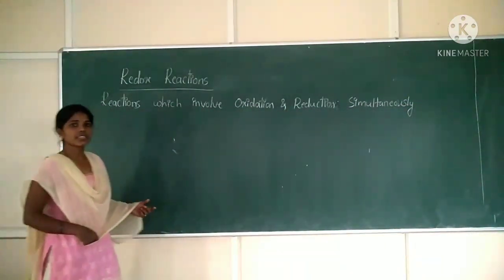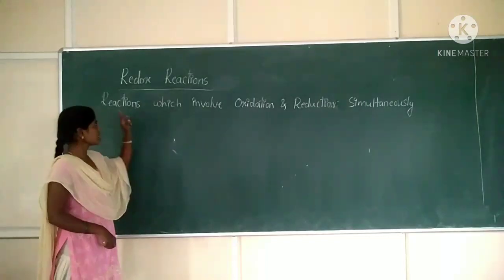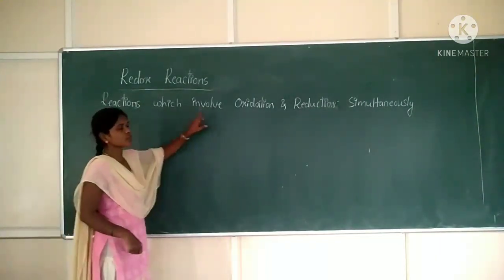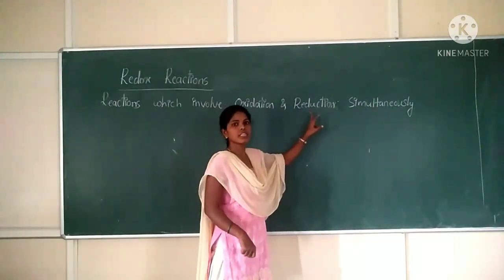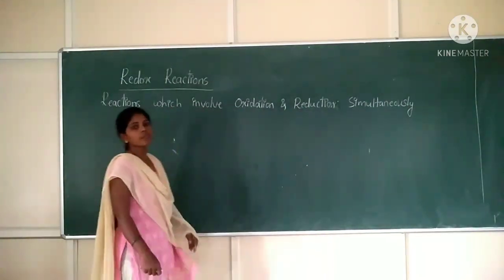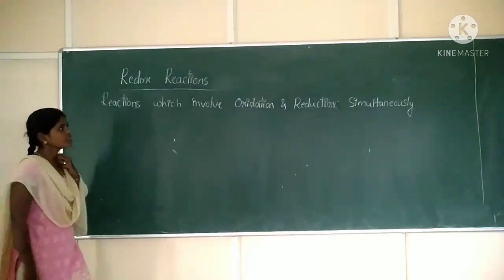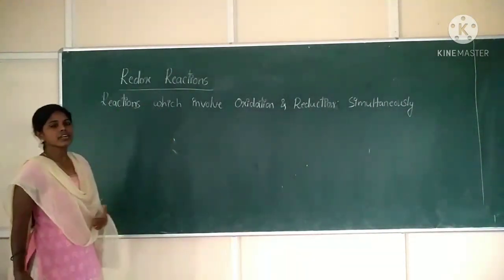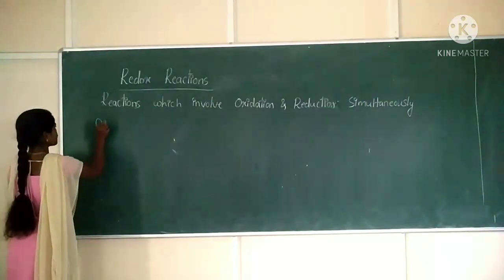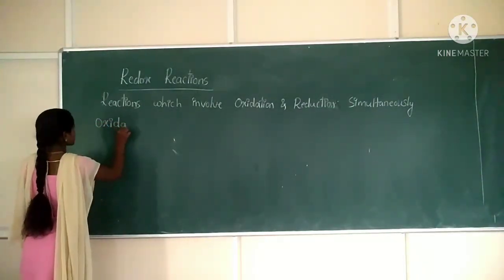What are redox reactions? Redox reactions are the reactions which involve two processes or two reactions. One is oxidation, other one is reduction. So we have to learn oxidation and reduction. What is oxidation and reduction? First we will look at the oxidation.